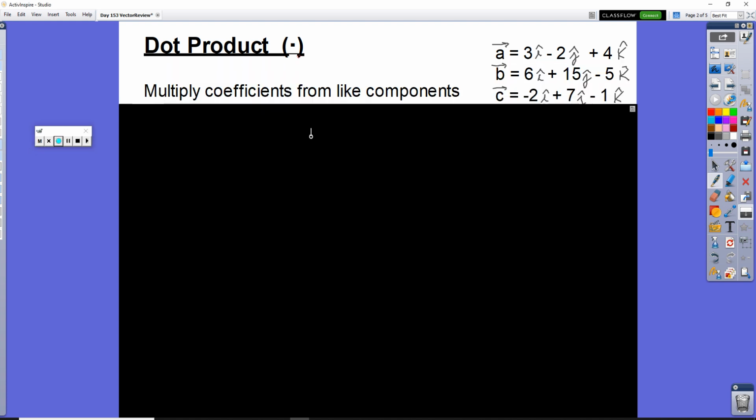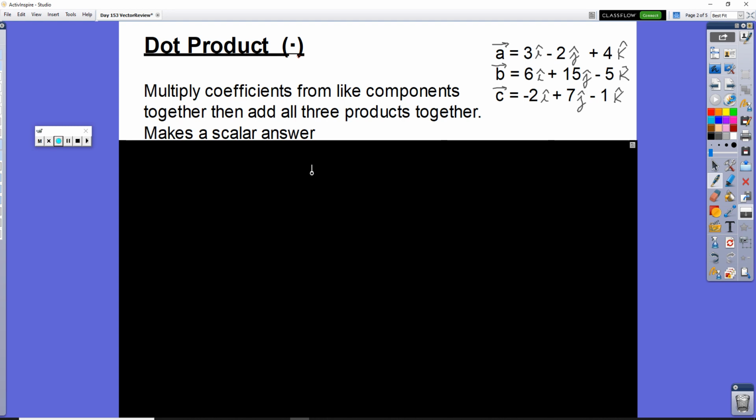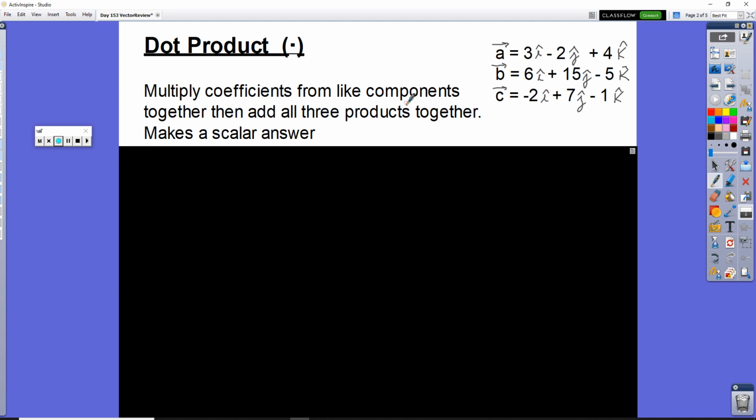So another kind of multiplication that we learned how to do with vectors in this chapter was something called dot product. And dot product is going to show us literally a dot in between the two vectors. So what you do for dot product is you multiply the coefficients from like components together. So the i's coefficients together, the j's coefficients together, the k's coefficients together. You don't put the i's, j's, and k's on the back end of them, just the numbers. And then you add those 3 products up.